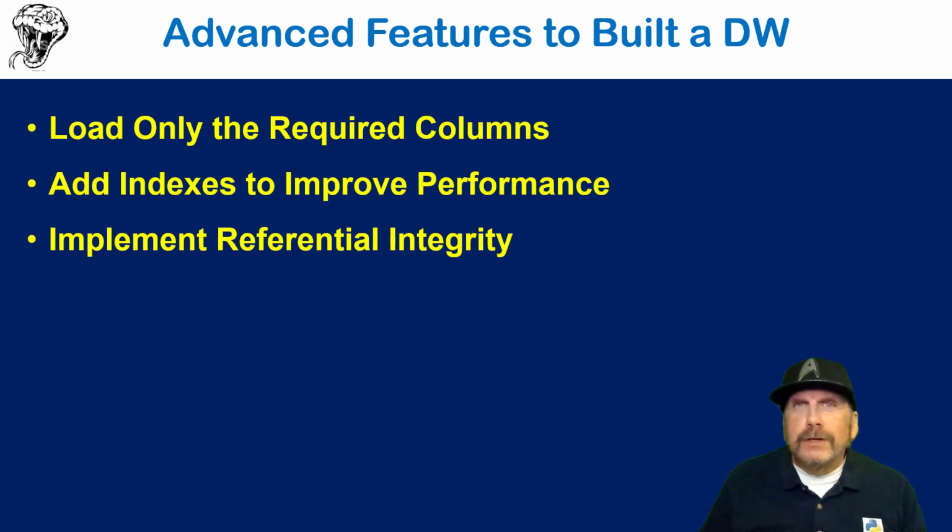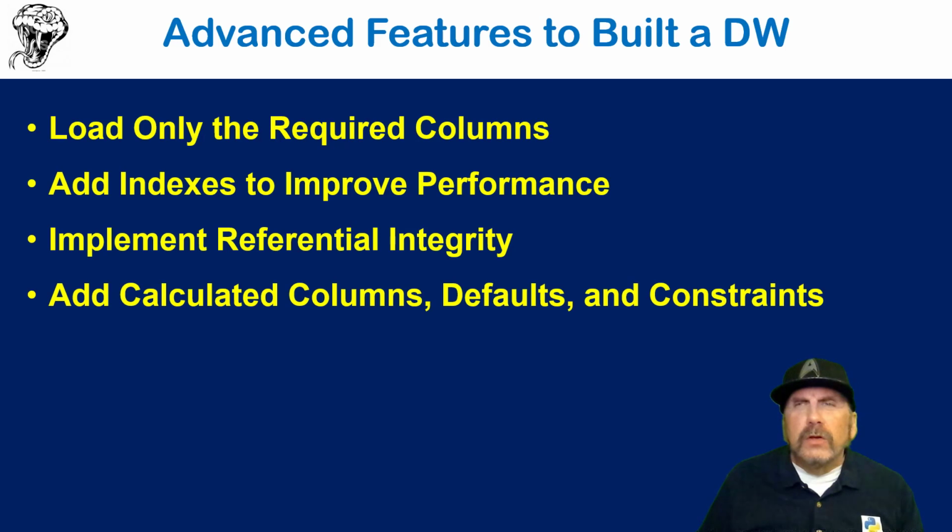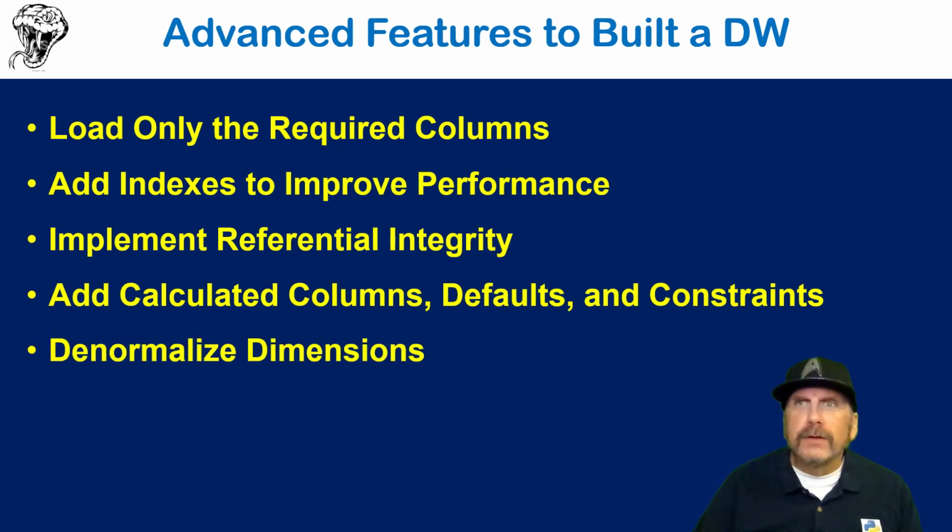Implement referential integrity. Referential integrity is when you define the relationships between the tables. So in our case, we're going to have the fact internet sales table, which has, for instance, the key to the product table, product key. And by defining that the product key is a foreign key that points to the primary product key on the product table, SQLite can enforce that relationship as well as optimize joins and things around it. You can also have calculated columns, default values, and constraints. And we'll see some of this as I go forward.